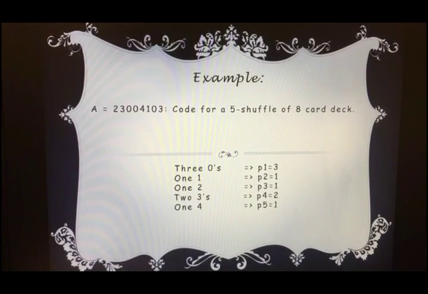An example of this could be explained with the given code, which is A equal to 23004103. This is a code for the 5 shuffle of 8 deck card. So there are 3 zeros, 1 one, 1 two, 2 threes, and 1 four, which gives us the probabilities P1 is 3, P2 is 1, P3 is 1, P4 is equal to 2, P5 equal to 1.